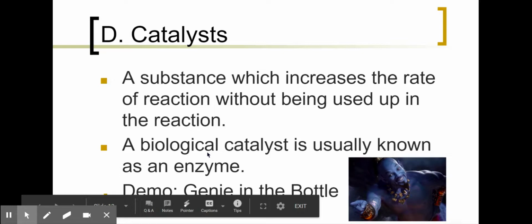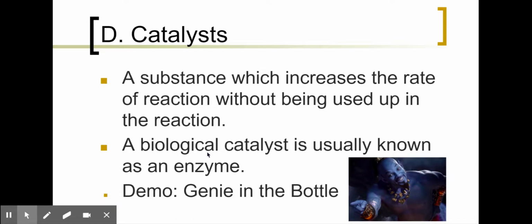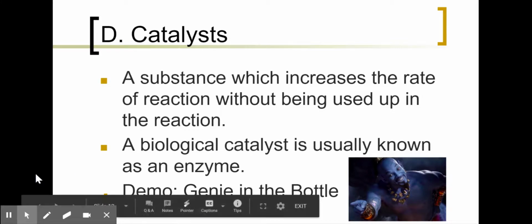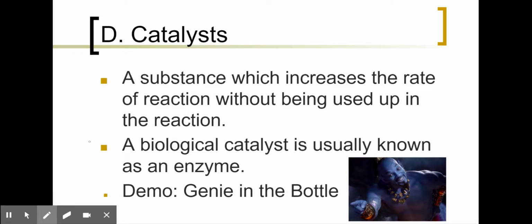Catalysts will speed up a reaction without being used up in the reaction. So there are certain chemicals you can add to certain reactions that will speed them up. I'm going to post videos of this as well so you can see it. One of them is the genie in the bottle. Another is elephant toothpaste. You'll have some links to those so you can see them.